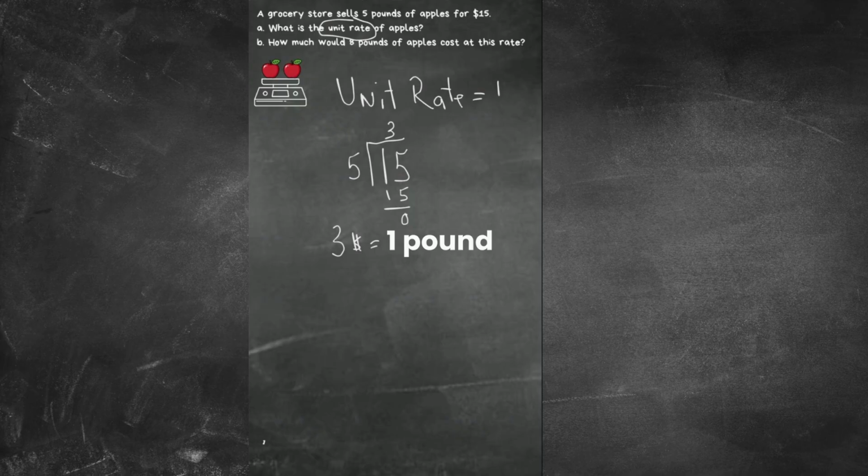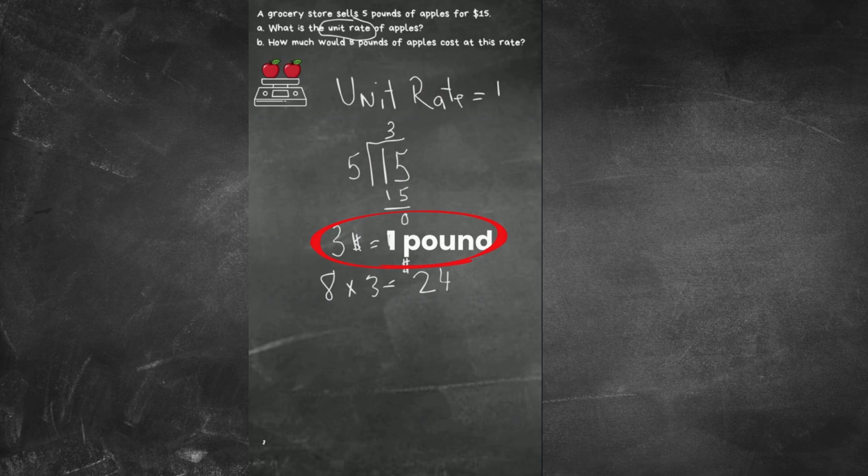Okay? So now let's try this next problem. How much would 8 pounds of apples cost at this rate? Well, we know that $3 equals 1 pound. So let's just do this. We have 8 times 3, which is $24 for 8 pounds of apples.